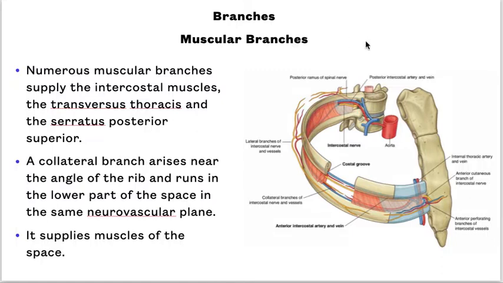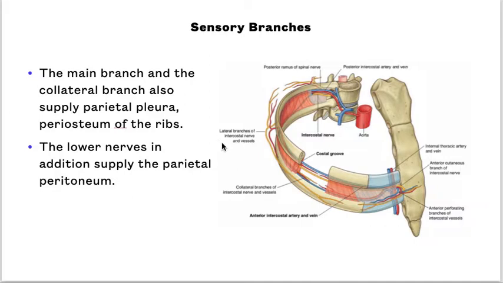Branches: it gives out the muscular branch supplying the intercostal muscles, the transversus thoracis, and the serratus posterior superior. Also, it gives a collateral branch arising near the angle of the rib over here and runs in the lower part of the space in the same neurovascular plane. It supplies the muscles of the space. Sensory branches: the main branch and the collateral branch also supply the parietal pleura and the periosteum of the ribs. The lower nerves, in addition, supply the parietal peritoneum.